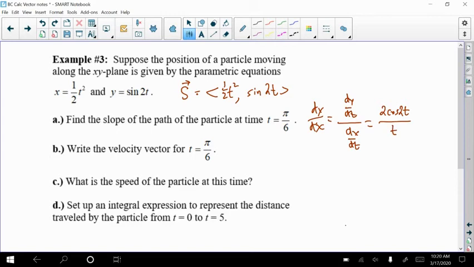So now we evaluate that when t is equal to pi over 6. Well, okay, so pi over 6, but I'm doubling that, so it's pi thirds. So that's really a 60-degree angle that's going to be evaluated. So there's 1, 2, root 3.